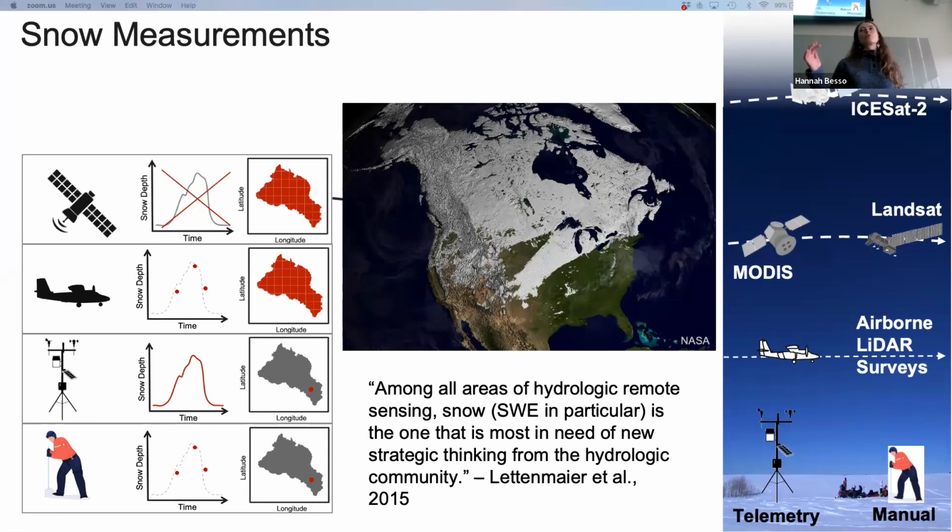And the depth is extremely important for us to be able to estimate volume of water that will melt out from that snow later in the season. And Lettenmeyer et al. 2015 said that among all areas of hydrologic remote sensing, snow and snow water equivalent in particular is the one that is most in need of new strategic thinking from the hydrologic community. And so that is some of the motivation for the work that we are going to do during this presentation.